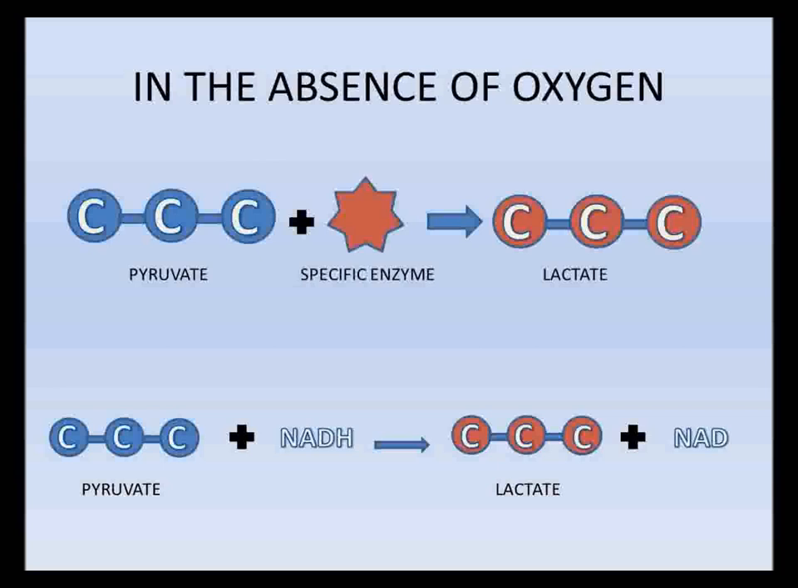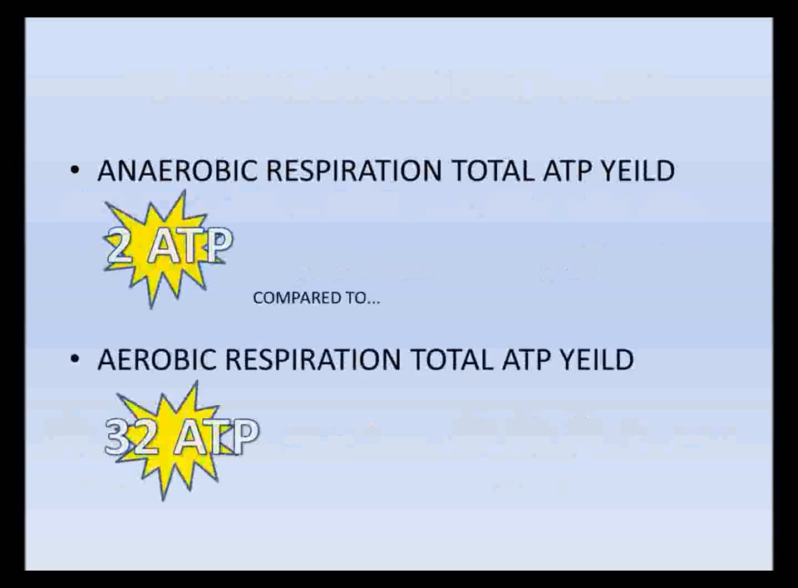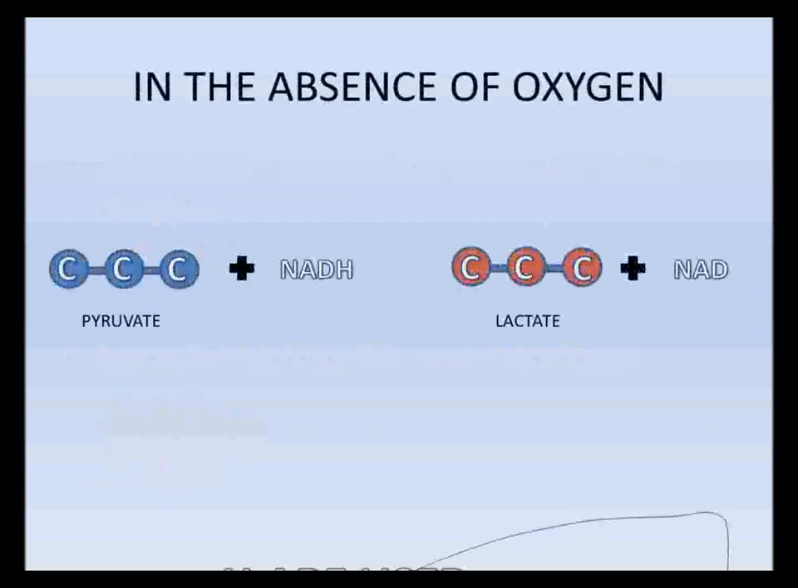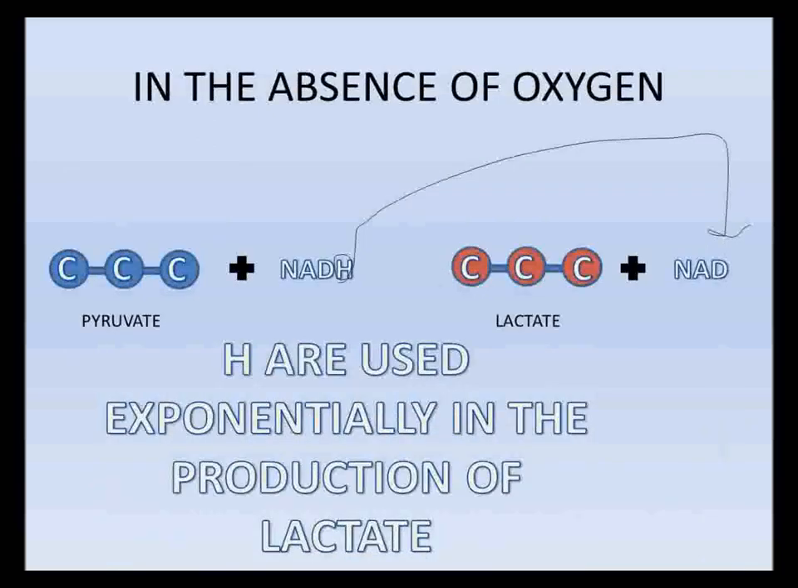When oxygen is reintroduced, the lactate is converted back to pyruvate and enters the Krebs cycle. Yeast also undergoes anaerobic respiration, producing alcohol and carbon dioxide thanks to its specific enzyme. The total energy yield is 2 ATP, which is considerably less than 32 in aerobic respiration. As the pyruvate and NADH go to lactate and NAD, it can be seen that the H+ in NADH is consumed when turning pyruvate to lactate. This shows that the system of anaerobic respiration is unsustainable, as H+ ions are needed in the production of ATP.